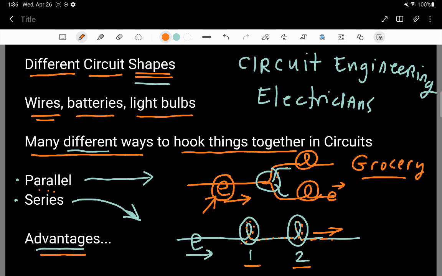Compare against the upper case, the parallel case, right? The parallel case is this electron has a choice. And once it ends up making one of the choices, right, if it goes through the upper light bulb, it cannot go through the lower light bulb. That option is no longer available to it on this one pass. But in a circuit, it's going to come around again, and it might elect to go through the other one, or it might go through the one that it went through before.